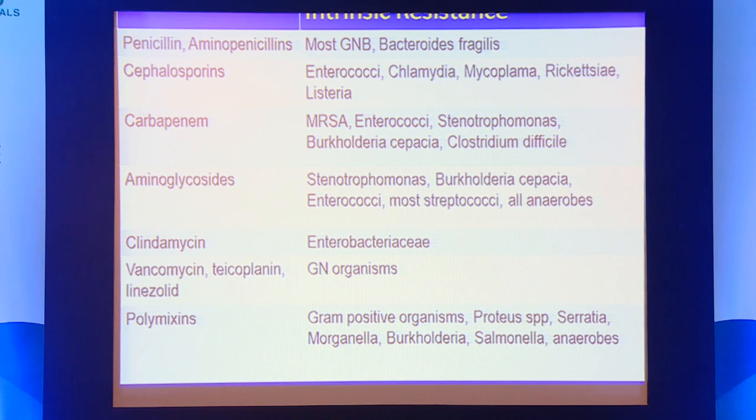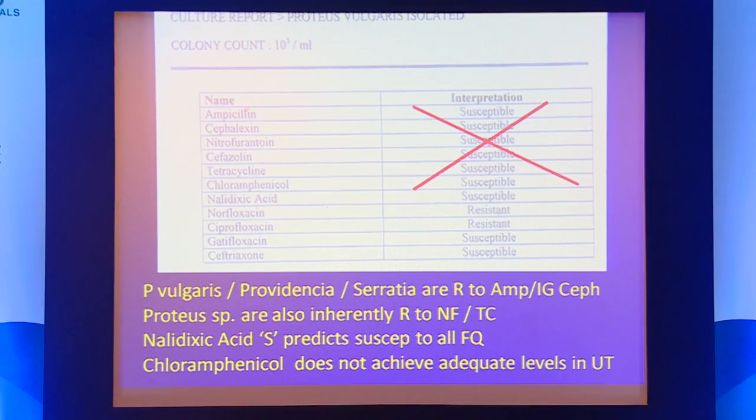The first thing is, as I told you, intrinsic resistance. And most GNB, especially Proteus, Serratia, Providentia, are all resistant to penicillins and aminopenicillins, which means you cannot use ampicillin or coamoxiclav if it is Proteus. That is why you need to know the species, before the genus at least, before you decide what is to be used. Ampicillin, cefalexin, nitrofurantoin, cefazolin, all will not work, so they are not good options.